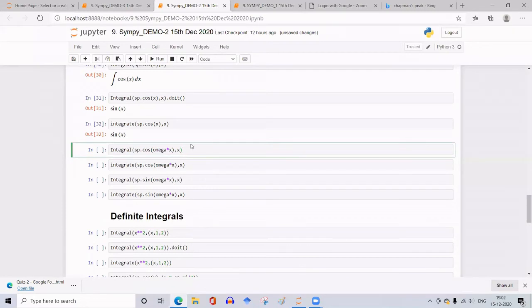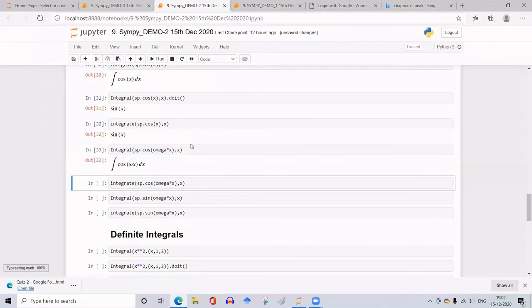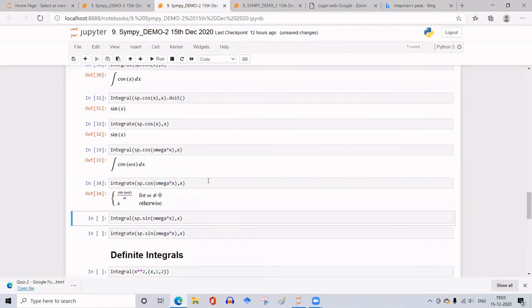Then suppose I have cos of omega x. What would be the integral? In symbolic form I will get the integral of cos of omega x dx. When you evaluate this, what is the answer with respect to x? The integral of cos is sin x, no? So the integral of cos omega x is sin omega x by omega.